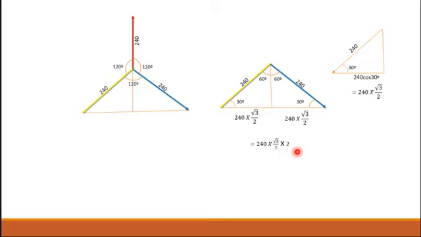So this 2 and this 2 cancels each other and the remaining is 240 into root 3. Calculating this, we get approximately 415. So this total length is 415. So we can say that any line voltage is equals to root 3 times of the phase voltage. This is how this root 3 came. I hope you understood up to this.